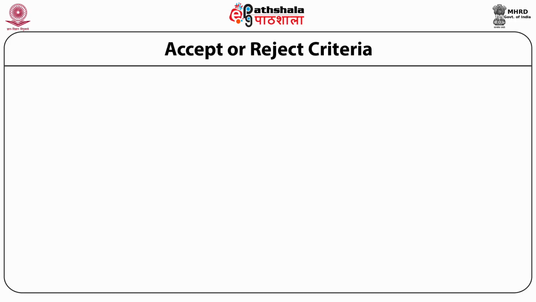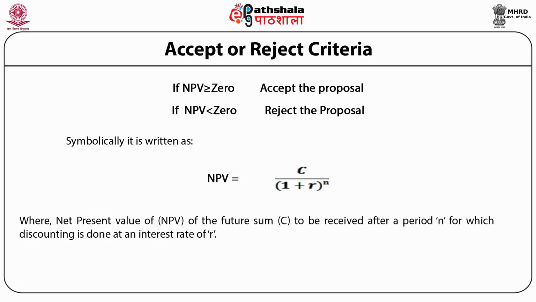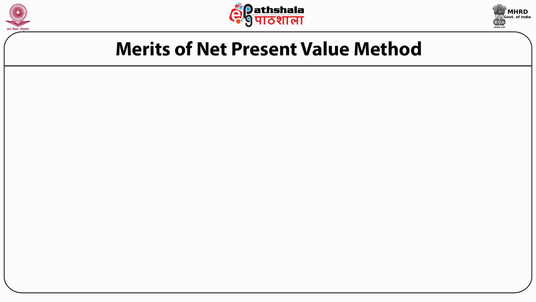How to accept or reject the proposal? If NPV is greater than or equal to 0, then we will accept the proposal. But if NPV is less than 0, or negative, we will reject the proposal. Symbolically, it is written as NPV is equal to C over (1 plus r) to the power n, where net present value of the future sums C to be received after a period n for which discounting is done at an interest rate of r.